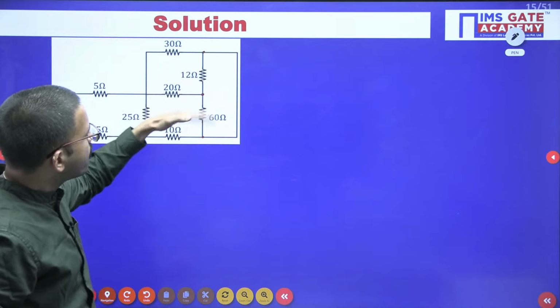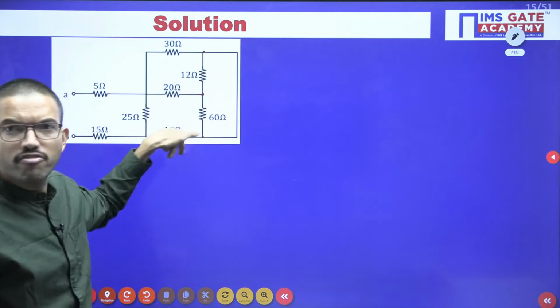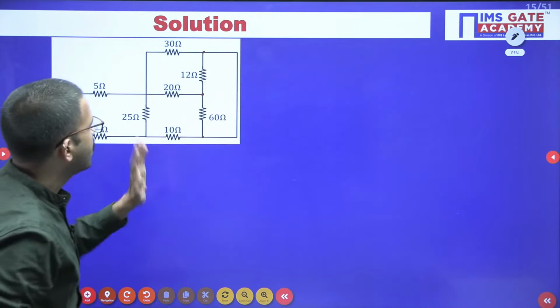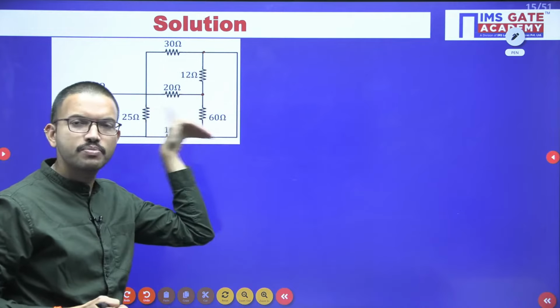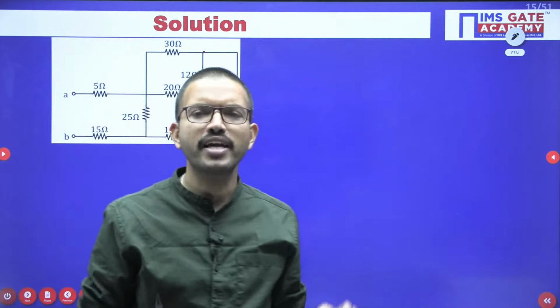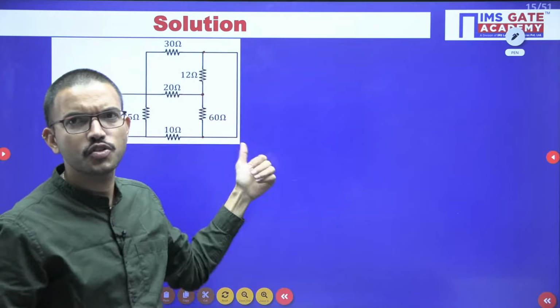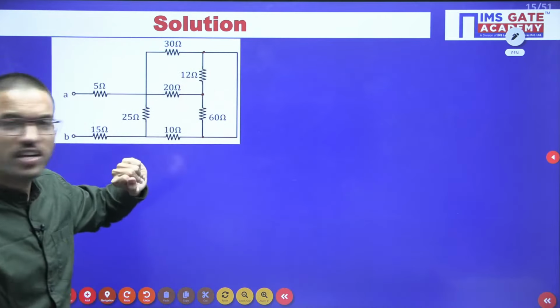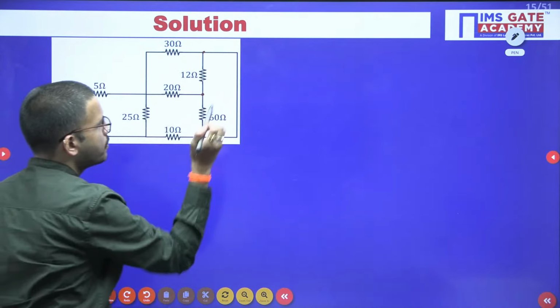See, this point and this point I just connected with the help of a simple wire, right? Now, the moment you have observed this, there is no need of applying star to delta or delta to star in this question. This is the key point, okay? So I am repeating once again.